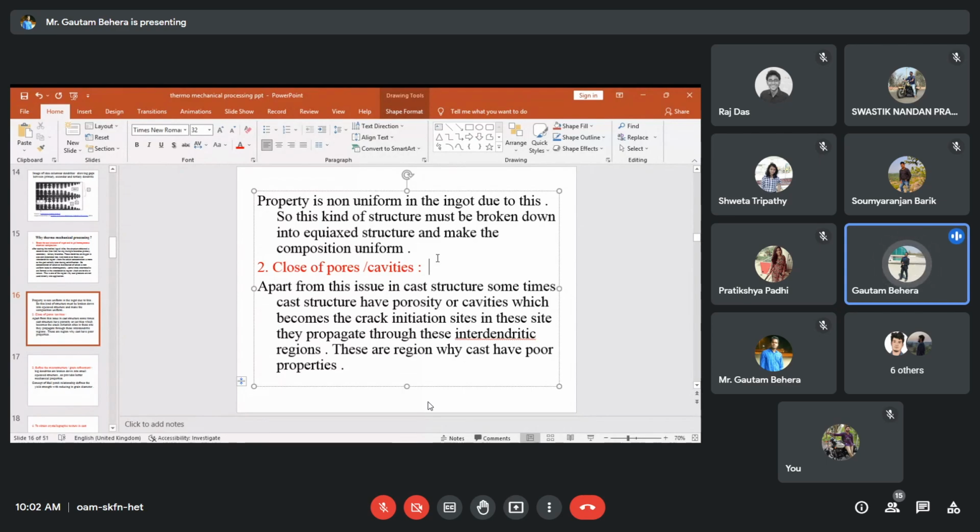Anyways, we will not discuss that right now, but to break the cast structure, that can be done by thermomechanical processing, right? You take the ingot and put it inside the furnace at a very high temperature, like suppose 1200 degrees centigrade, for sufficient time. The composition will be uniform. Then you forge it, for example, or you roll it. The cast structure will be broken down and it will become equiaxed.